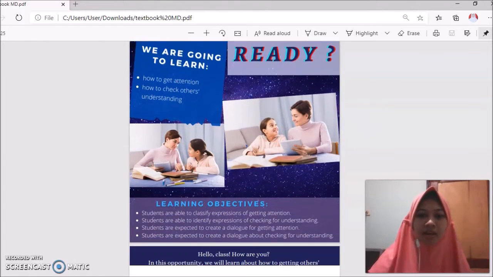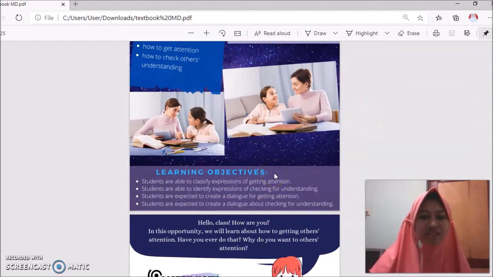And the learning objectives of this chapter are: first, students are able to classify expression of getting attention. Second, students are able to identify expression of checking understanding. Third, students are expected to create a dialogue for getting attention. And the last, students are expected to create a dialogue for checking others' understanding. Besides, all available activities are arranged in order starting from the easiest.